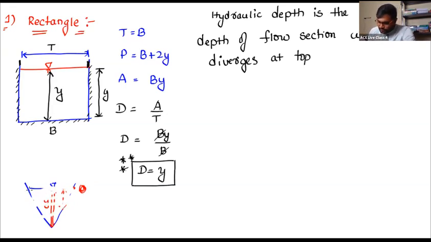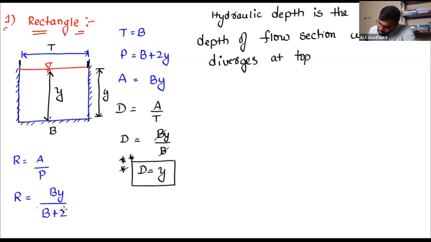But as of now, what is the meaning of hydraulic depth? It's the average depth of the flow section. So in the case of a rectangle, everywhere the depth is y, so D is also going to be y. And what about R? R is equal to A by P, so R = By by (B + 2y). You cannot reduce this form further, so you have to just keep it like that.